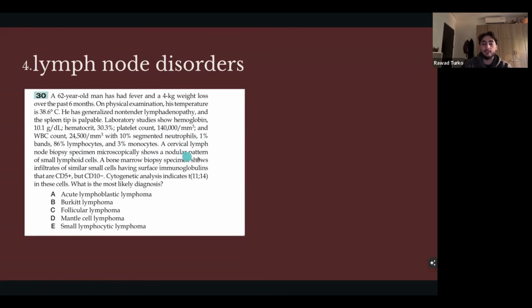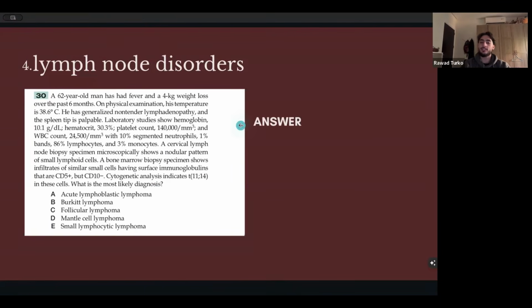A bone marrow biopsy specimen shows infiltrates of similar small cells having surface immunoglobulins that are CD5 positive, but CD10 negative. Cytogenetic analysis indicates a t(11;14) translocation. So what's the answer? Perfect. So the answer is D. This is mantle cell lymphoma.